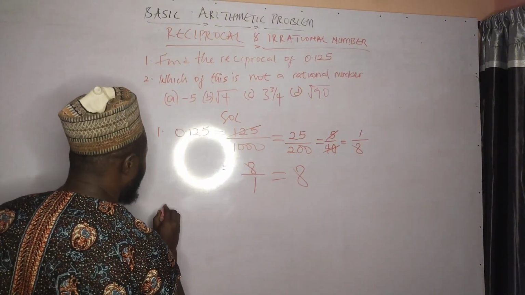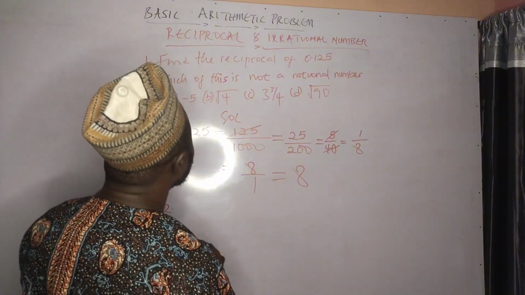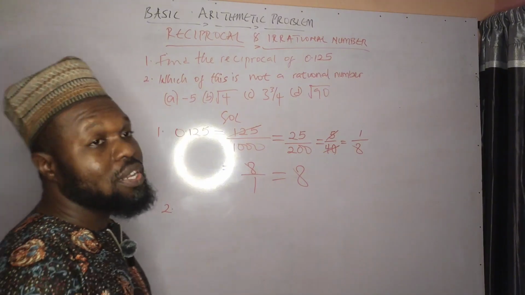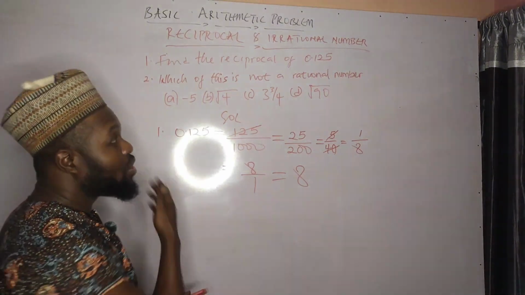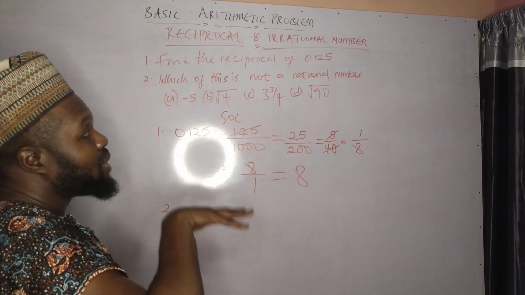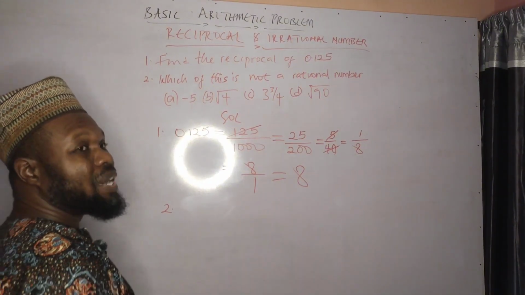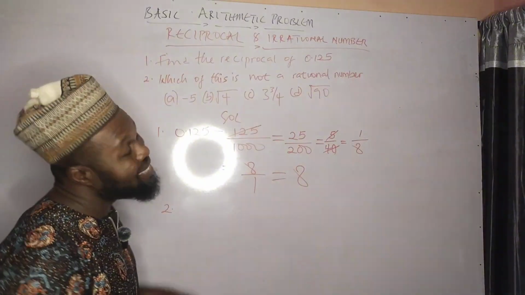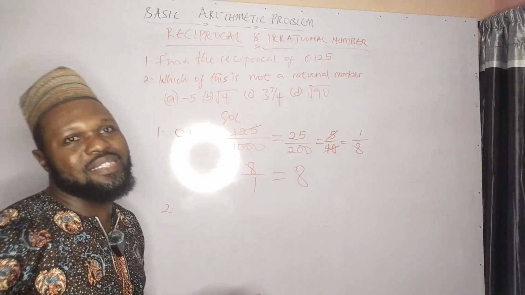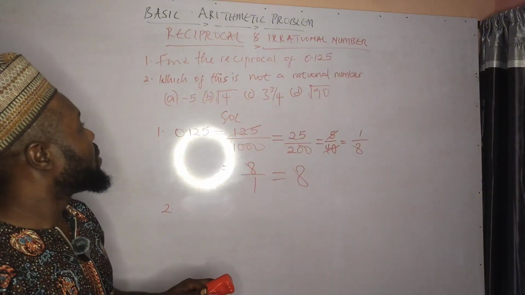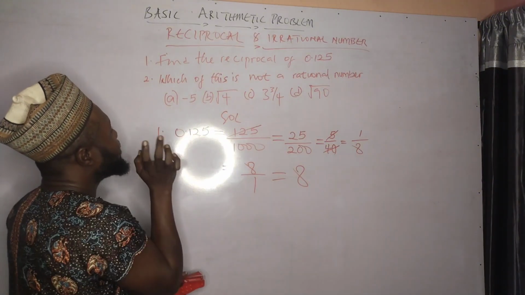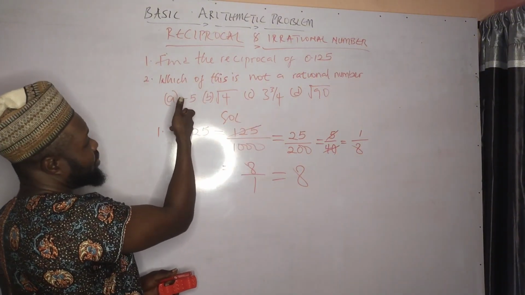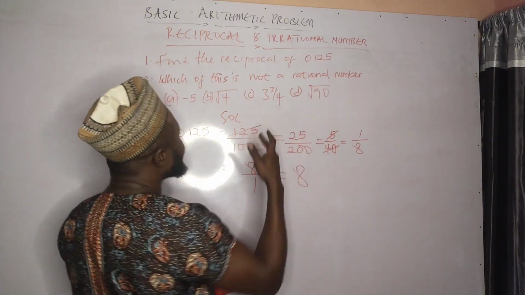Now the second question says, which of these is not a rational number? This question is talking about irrational numbers. And I already told us in the previous video that irrational numbers are numbers that cannot be expressed in the form of a fraction. That is, their exact value cannot be determined. Do you understand? Now, let's be testing all these options given to us one after the other.